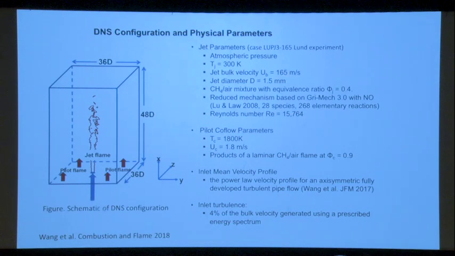The pilot flame surrounding the jet had a temperature of 1800 Kelvin, a much slower velocity of a little under 2 meters a second, and it generates products of combustion from a methane-air flame burning at an equivalence ratio of 0.9. So you can see there's a lot of stratification between the primary jet flame at 0.4 and the pilot at 0.9. The inlet mean velocity profile is prescribed using a power law velocity for an axisymmetric, fully developed turbulent pipe flow. On top of that, we superimposed isotropic inlet turbulence of about 4% of the bulk velocity, based on the Passot-Pouquet turbulence energy spectrum. That was enough to trigger the Kelvin-Helmholtz instability and then the shear-driven turbulence that develops in the domain.